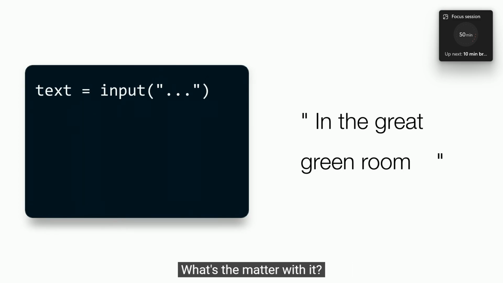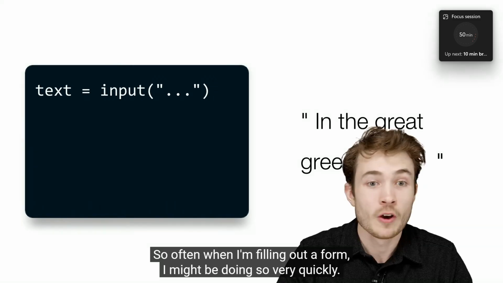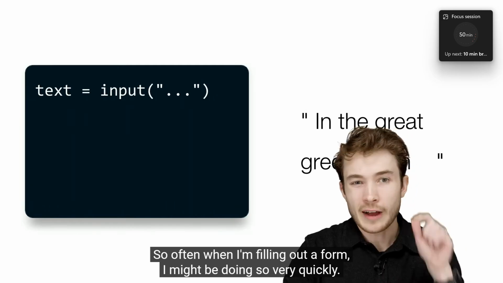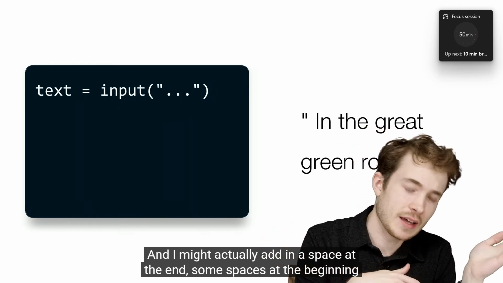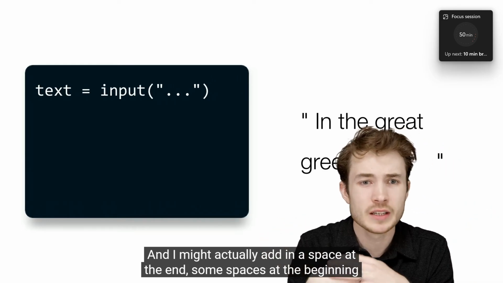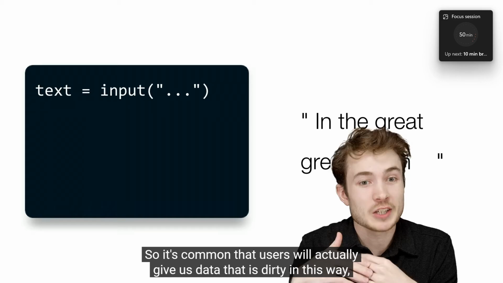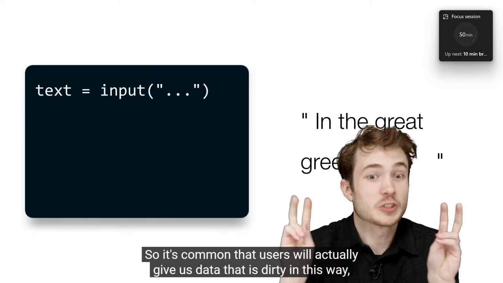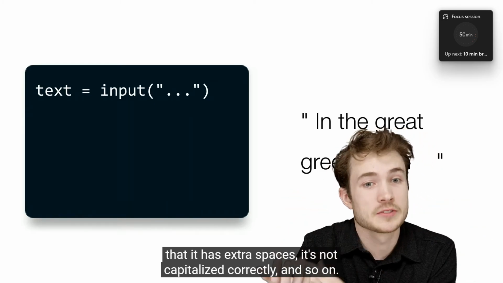What's the matter with it? Yes, there are spaces at the start and the end of it. So often when I'm filling out a form, I might be doing so very quickly, and I might actually add in a space at the end, some spaces at the beginning, just by a typo on my keyboard, right? So it's common that users will actually give us data that is dirty in this way, that it has extra spaces, is not capitalized correctly, and so on.